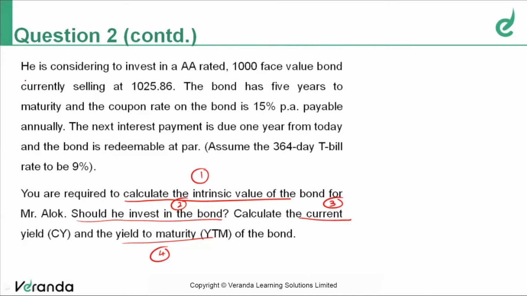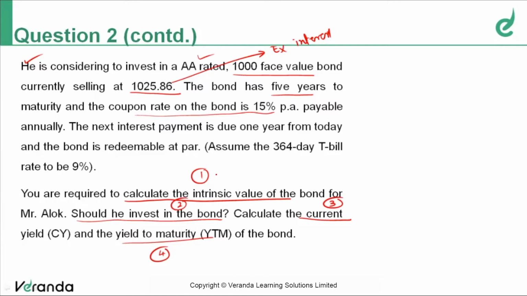Mr. Alok is considering to invest in AA rated 1000 rupees face value bond, which is available in the market at 1025.86. The bond has got 5 years period and coupon rate of 15% payable annually. The next interest is due 1 year later. That means at present the price is X interest. What do you mean by X interest? Exclusive of interest. Now we are expected to answer the first part of the question. What is the intrinsic value?